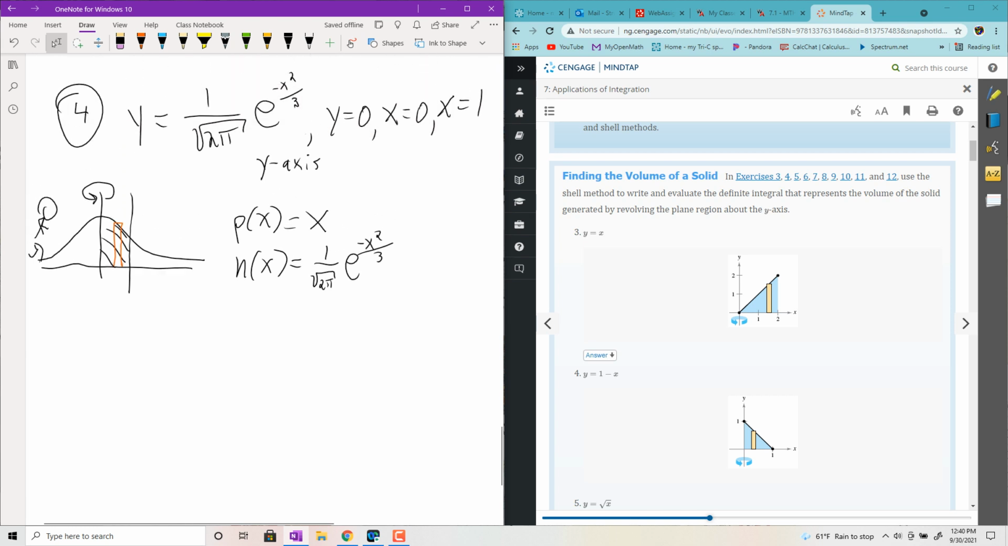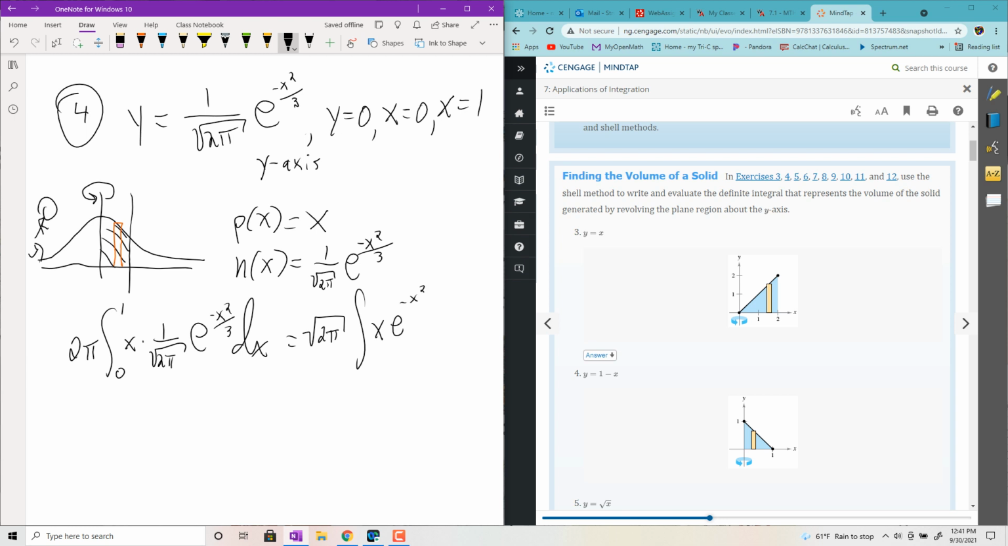Okay, so let's dump all this into our integral then. So I have 2 pi integral from 0 to 1 of x times 1 all over the square root of 2 pi e to the negative x squared over 3 dx. Factor out the 1 over square root 2 pi. 2 pi over square root 2 pi is just square root 2 pi. You can subtract exponents if you want. And then we have the integral of x e to the negative x squared over 3 dx.